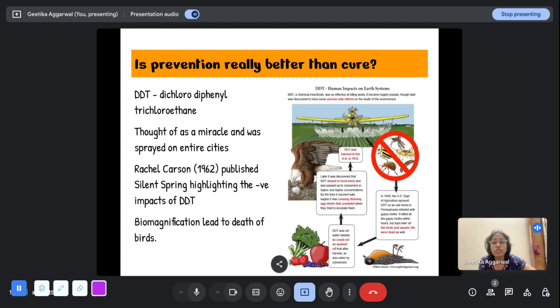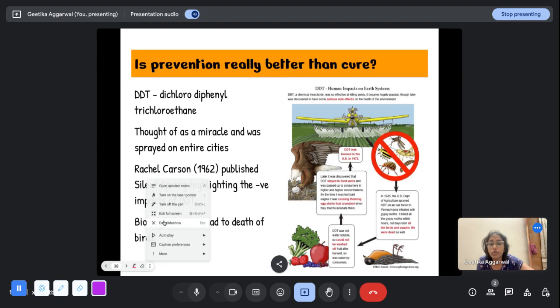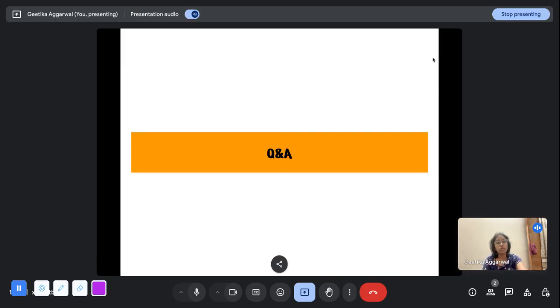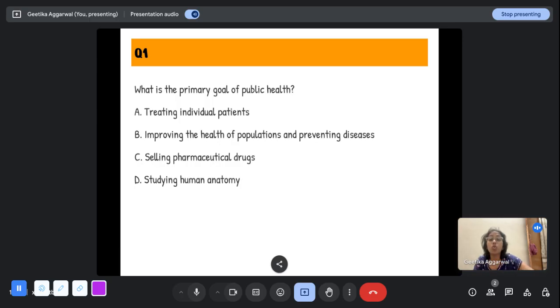Now, I have a few questions for you guys for the Q&A session, and this will help you get an idea of the kind of questions that might be asked to you in the exam. So, the first question is, what is the primary goal of public health? The options are: treating individual patients, improving the health of populations and preventing diseases, selling pharmaceutical drugs, or studying human anatomy. What is the primary goal of public health? We'll give you 10 seconds to think about the answer, and then I'll let you know the answer.